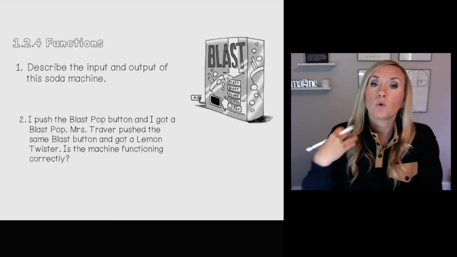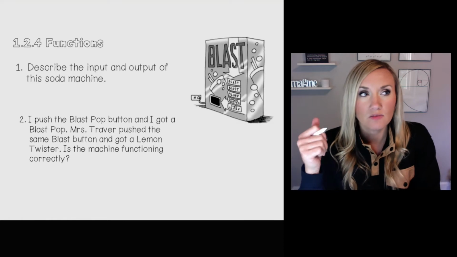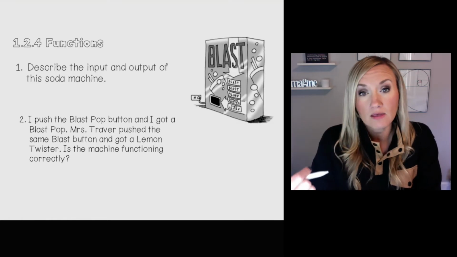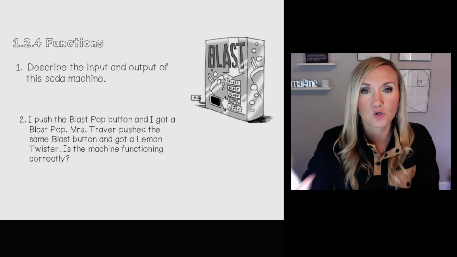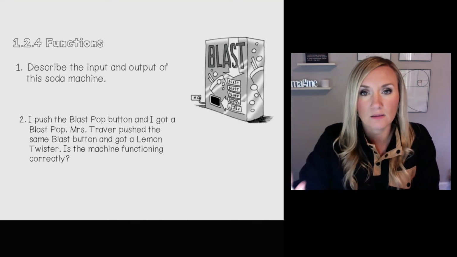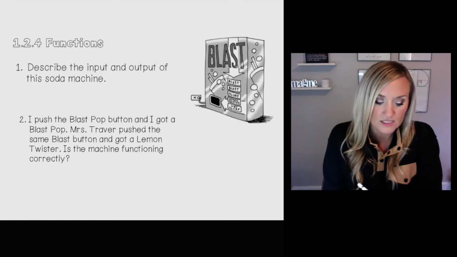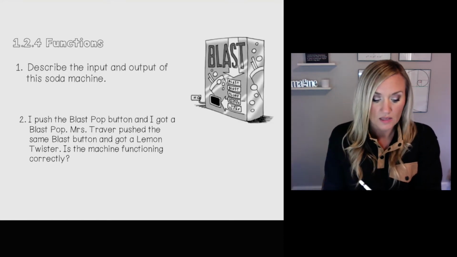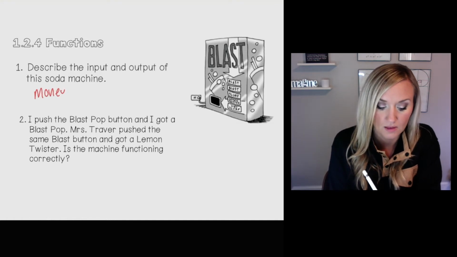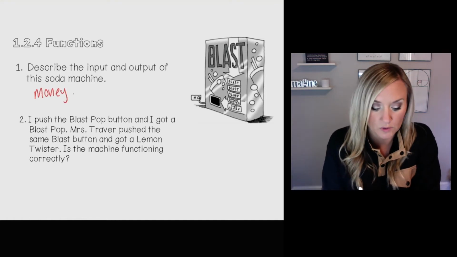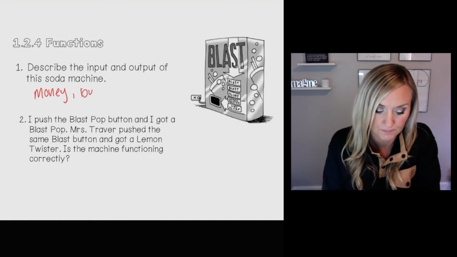Okay, so what could be the input of the machine? Well, there could be a couple different things. The input could be the money that we put inside of the machine. It could also represent pushing the button, right? That's the input, the push of the button, and then the output would be the pop. So we could say that it's either or. So let's just go ahead and write that down. It could be the money, or it could be the button that we're pushing.